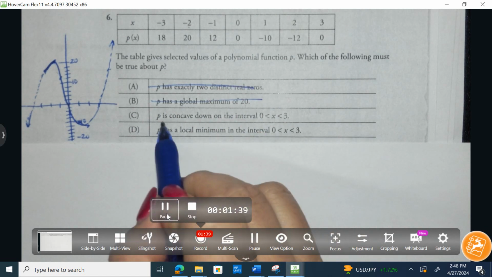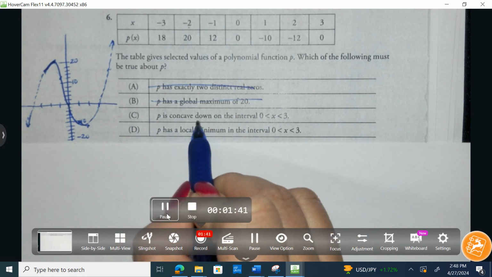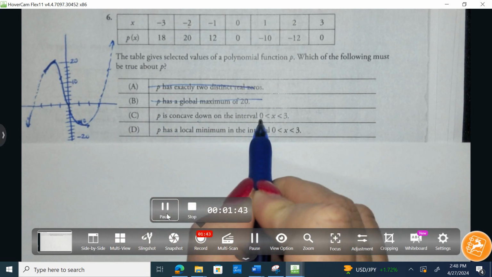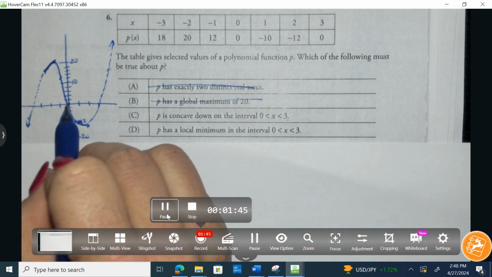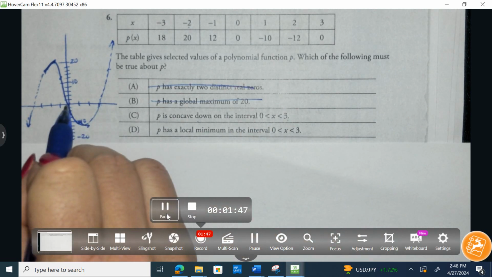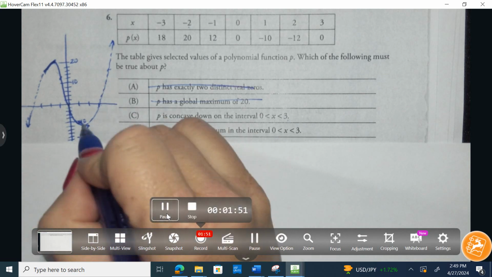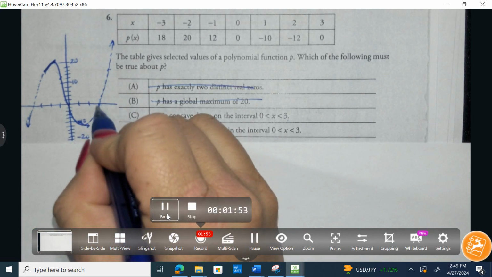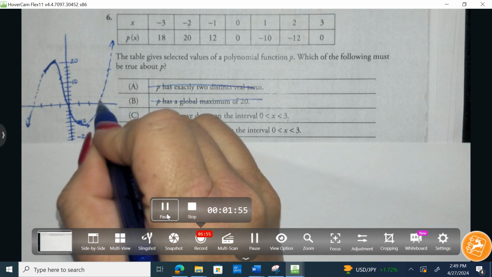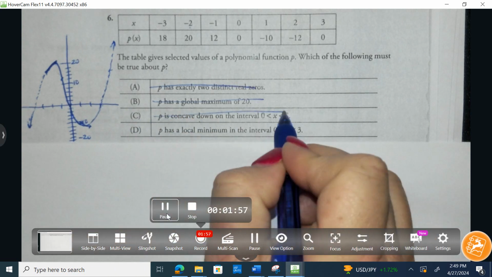Alright, the next up is this function is concave down on the interval from 0 to 3. So here's 0 to 3. Think about this. This is concave down. But here there's a turning point, and here this looks like concave up as it's increasing. I don't think that's right.